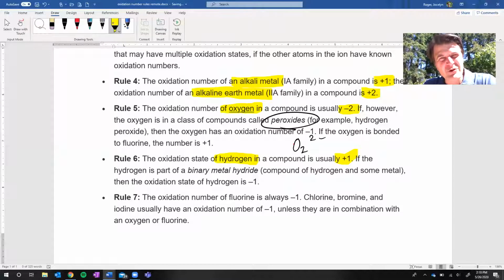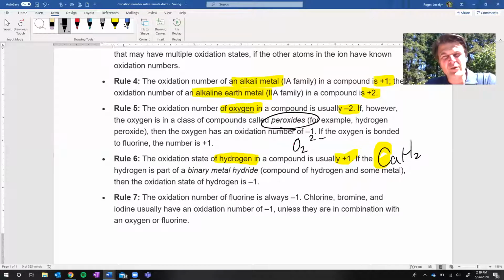Now there's an exception to hydrogen as well. When hydrogen is in a compound as a hydride, like for example potassium hydride, lithium hydride, or calcium hydride. Say you have calcium hydride, which is CaH2. You see the hydrogen is in the non-metal position in the compound. It's second.